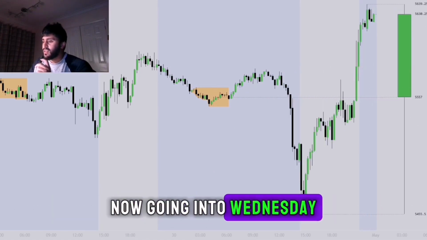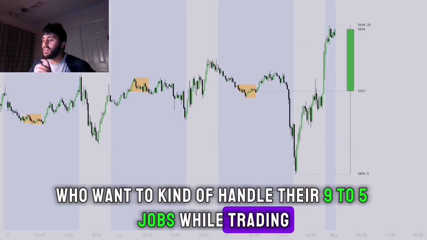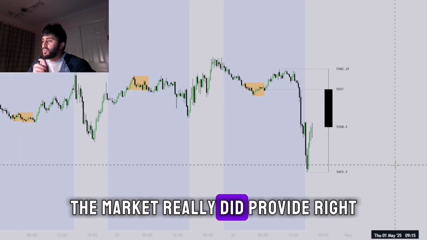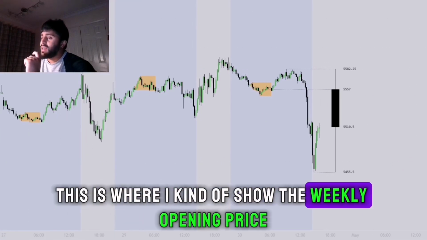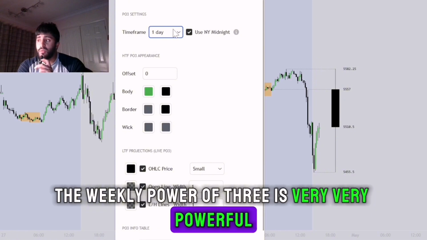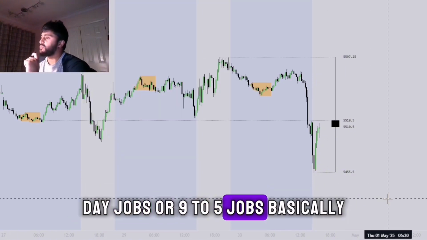Now, going into Wednesday, for those who are swing traders who want to handle their 9 to 5 jobs while trading, Wednesday is one of those days where the market really did provide, right? This is where I show the weekly opening price or the weekly power of three. The weekly power of three is very, very powerful for those who are in day jobs, or 9 to 5 jobs.